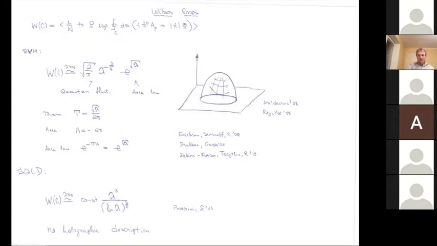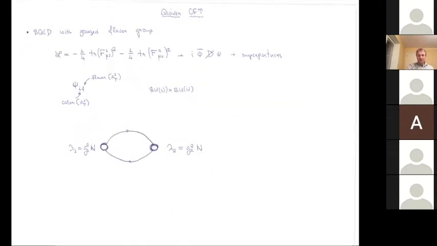Nevertheless, even though these theories have a very different behavior, there is a continuous interpolating theory that in one limit becomes super QCD and is equivalent to N equal 4 super Yang-Mills in the other limit. This is the quiver CFT. It is obtained by gauging the flavor group of super QCD.